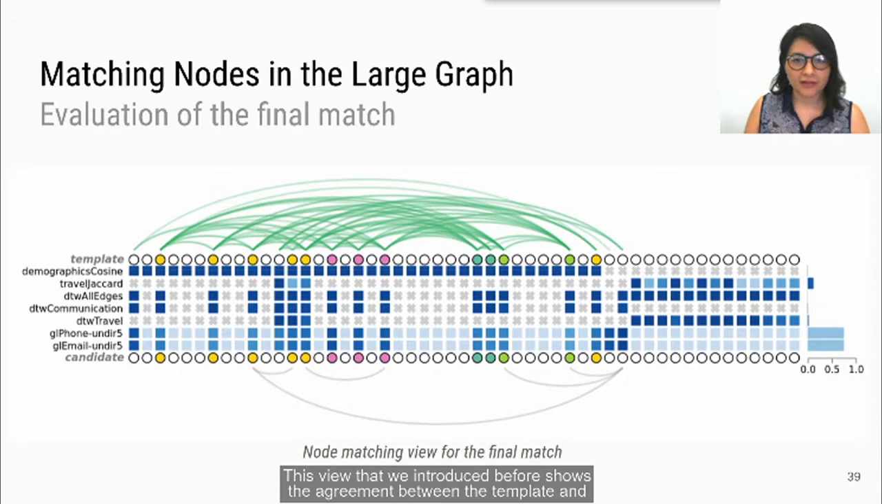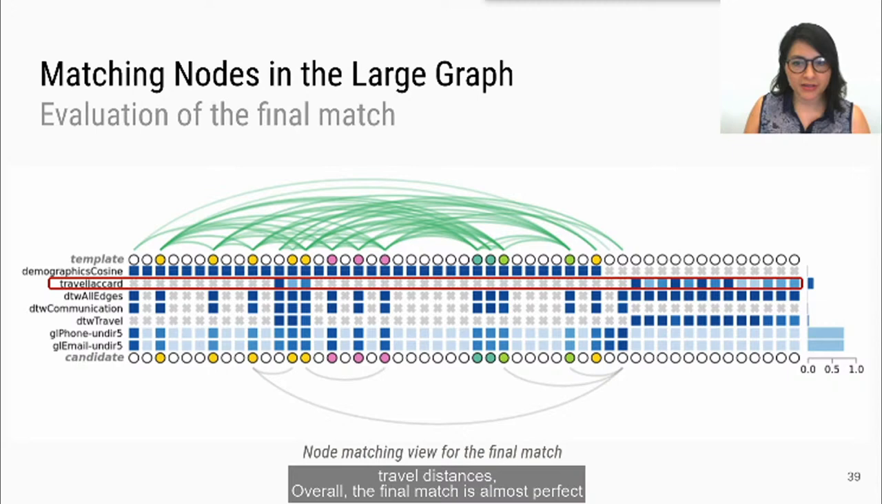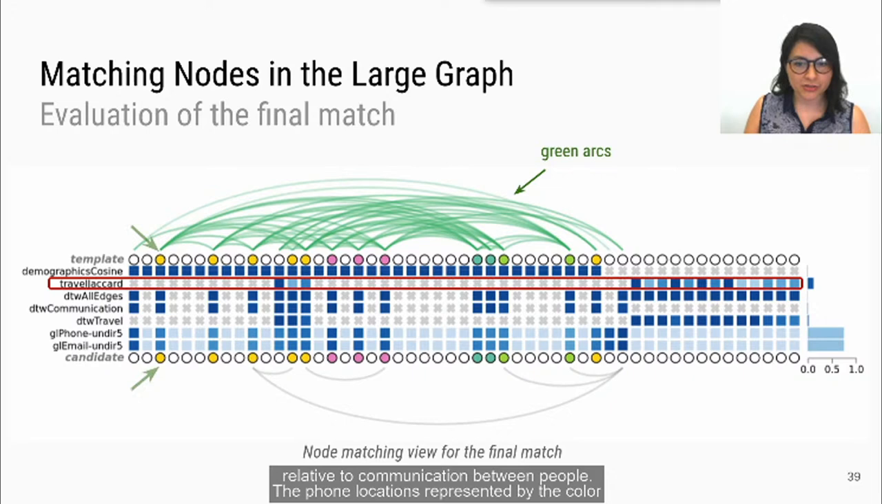This view that we introduced before shows the agreement between the template and the final match. Even if there are some differences in the travel distances, overall, the final match is almost perfect relative to communications between people. The phone locations, represented by the color of the circles, are also perfectly matched, and the distance between demographic profiles is very low.